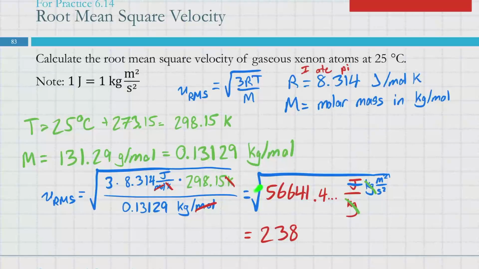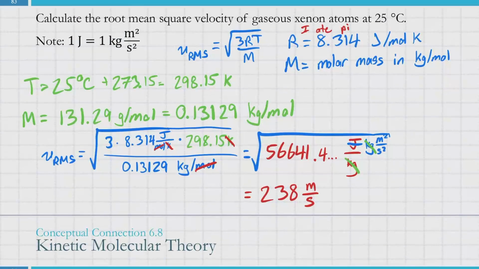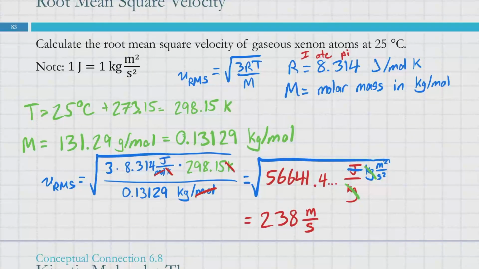And when we take the square root of meters squared per second squared, it gets rid of the squared parts. And so we're left with meters per second, which is units that we would maybe identify as velocity. It's a unit of length over a unit of time, like miles per hour, for example. So the kilograms per mole is important so that our units cancel out.